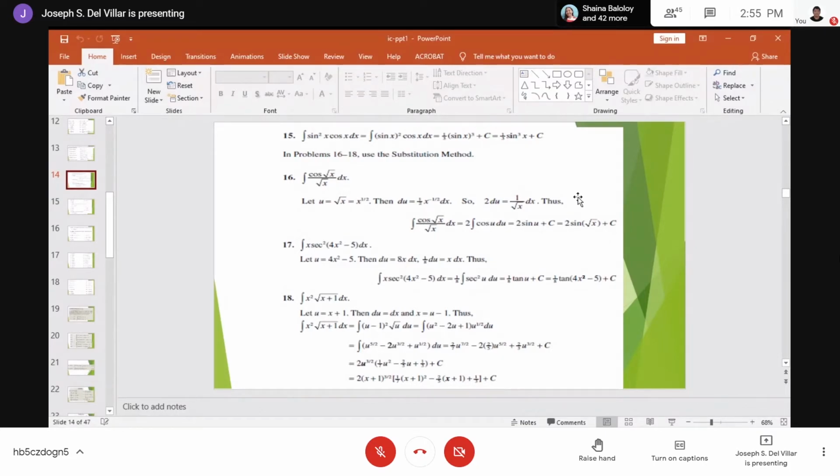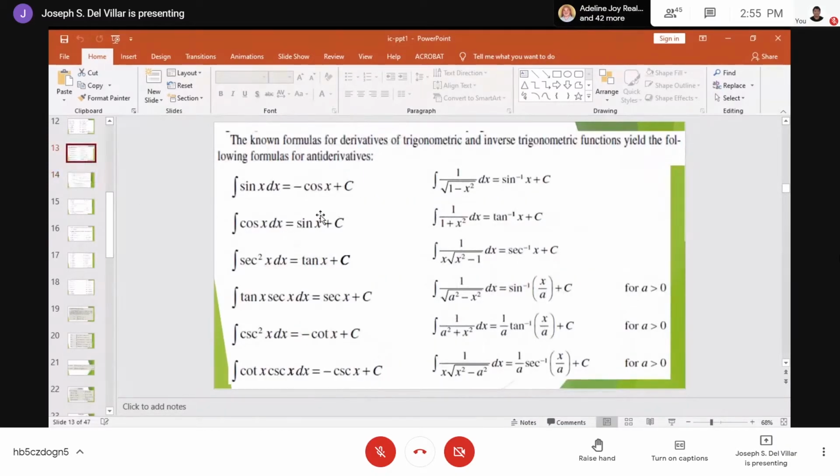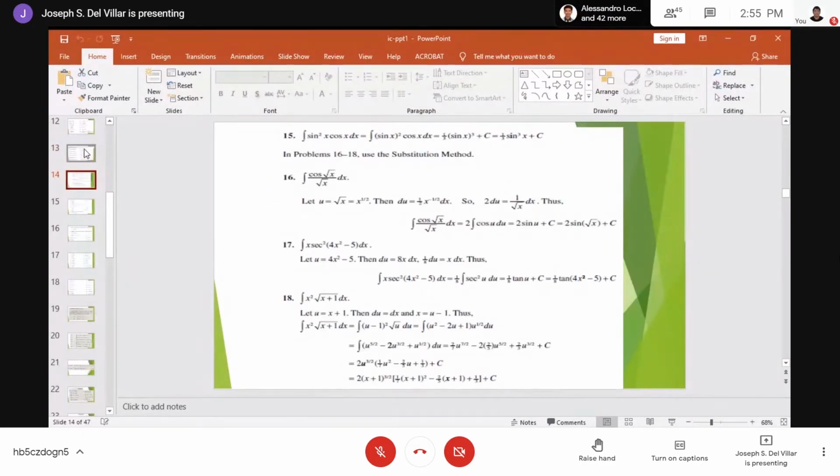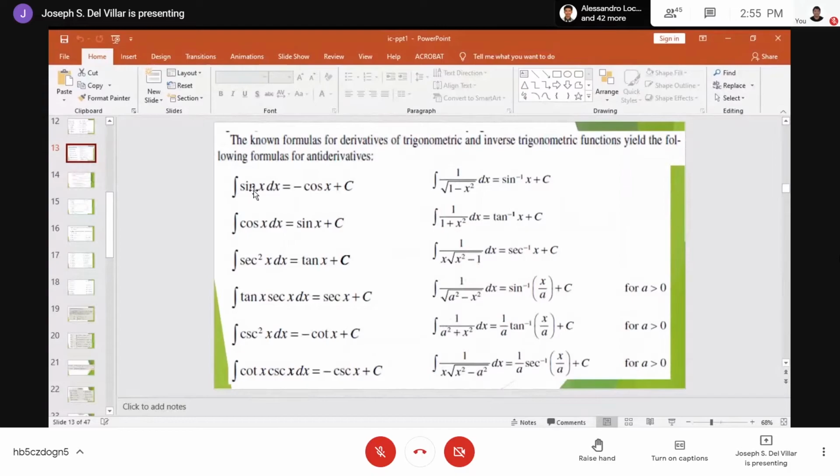Negative cosine. Positive, no? Okay, so that's why I want to emphasize this. The integral of sine x is negative cosine x plus c. The integral of cosine x dx is sine x plus c, no?